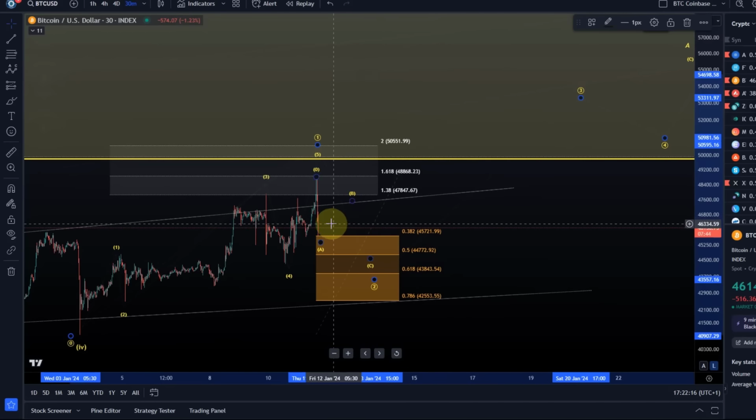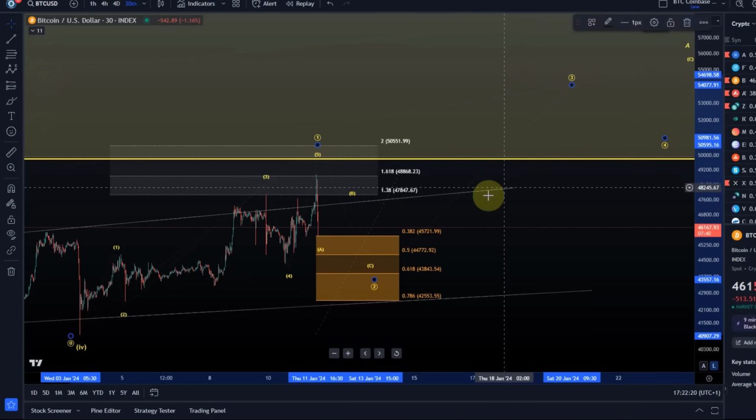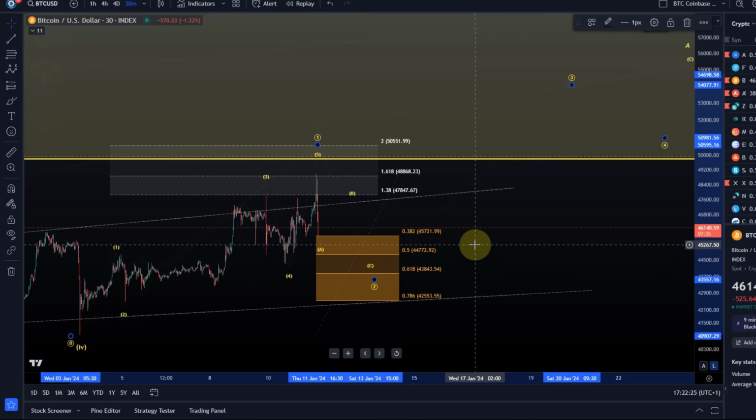If we see a continuation higher now, this is likely going to be the third wave, and there should be resistance at 50K, but it could take us higher. That's my update about Bitcoin.